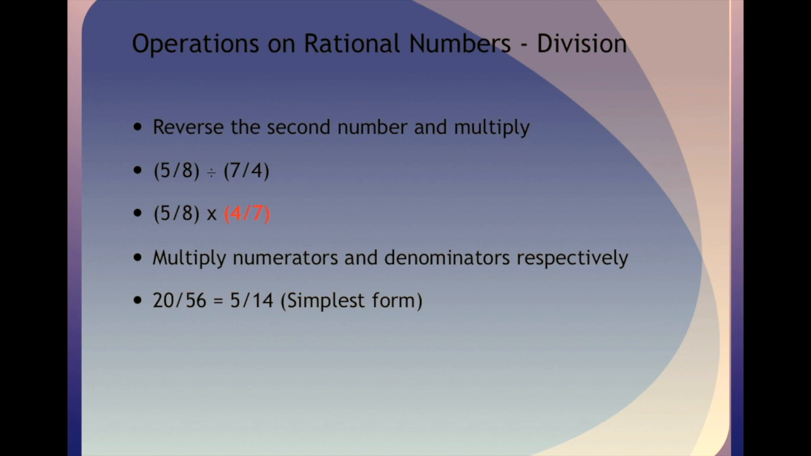Always before reaching a conclusion, first see if it is in the simplest form or not. If it is not, is there a common factor for both numerator and denominator? Use that common factor to divide both numerator and denominator and bring it to simplest form. In this case we can see 4 is the common factor for both the numerator and denominator, so we divide both by 4 and the answer is 5 by 14.